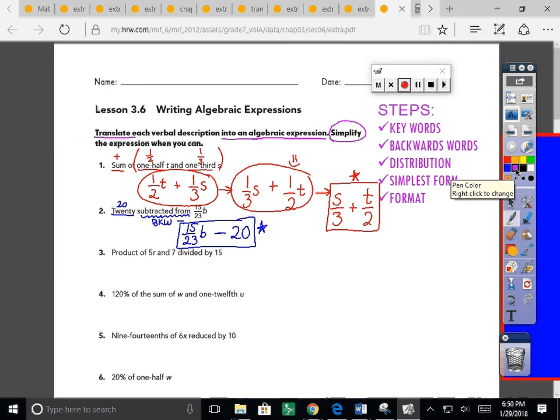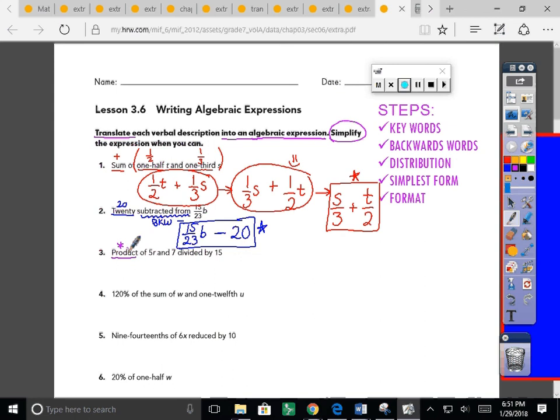Number 3 says we're looking for the product of 5r and 7 divided by 15. Okay, we're using our steps over here. Are there any keywords? Yes, product. If you look at your keyword sheet, you'll see that product stands for multiplication. And not only that, it's the result of a multiplication. So I might need some parentheses in here in a minute.